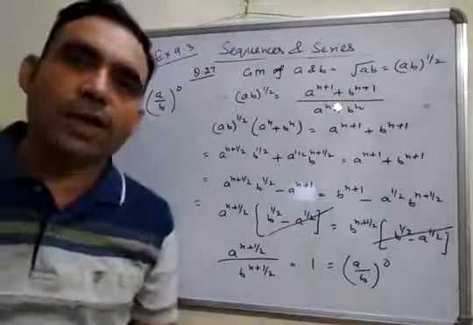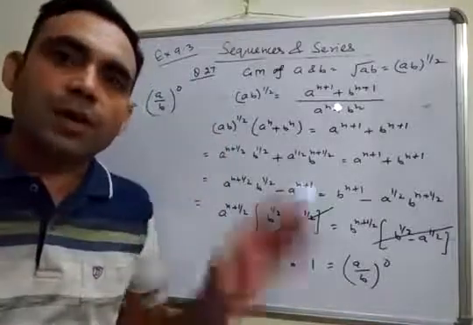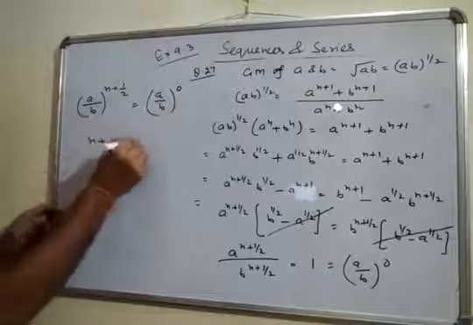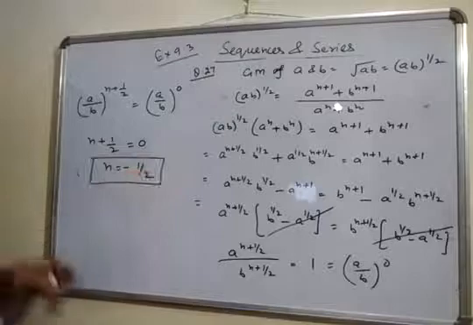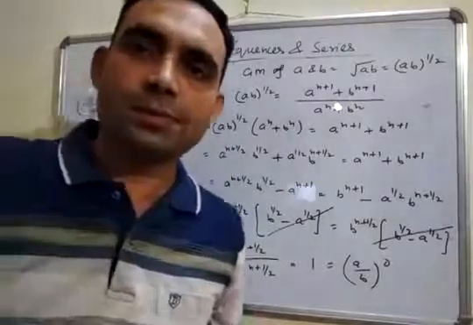Comparing by the law of exponent, if the two exponents are equal, then their base must be equal and powers must be equal. So n plus half is equal to 0, or n is equal to minus half. This is also an important question from the exercise.